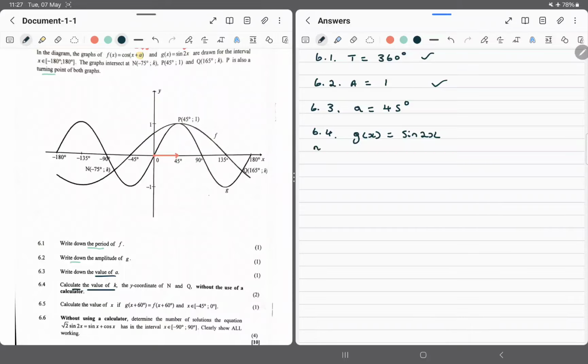So let's go on. With that point N, let's take point N. Minus 75 and k will be such that k is equal to sine of 2 into minus 75 degrees. This implies that k is going to be sine of minus 150 degrees. Is it 150? 2 times 75, it's 150.